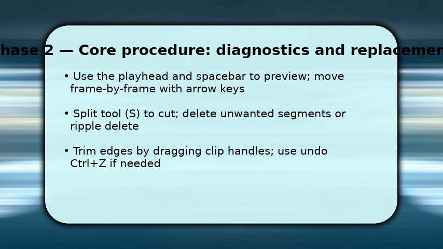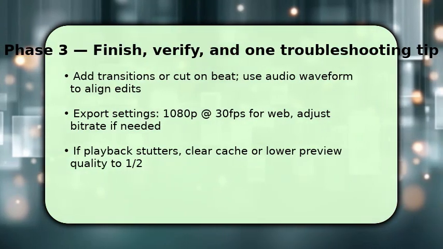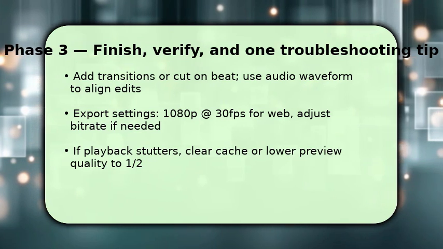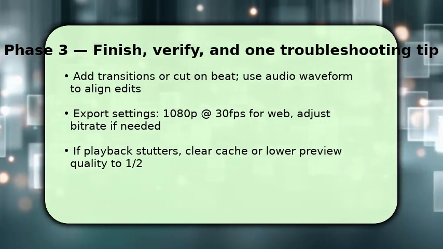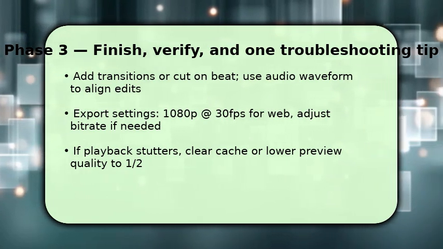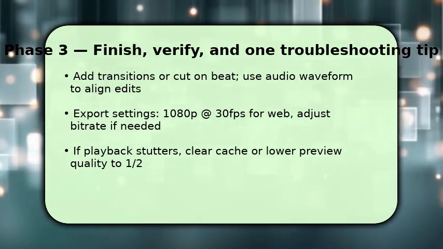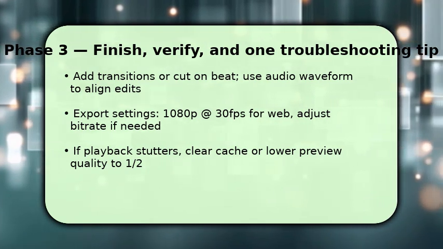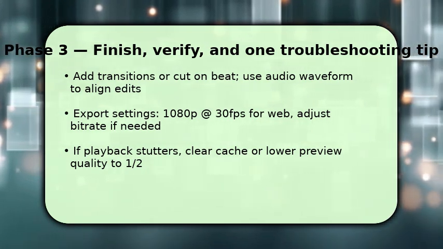To finish, refine timing. Add short transitions or cut on the beat by watching the audio waveform. This keeps pacing tight. Then set export options, 1080p at 30 fps for most platforms, and choose bitrate based on file size needs. Once exported, review the full file.